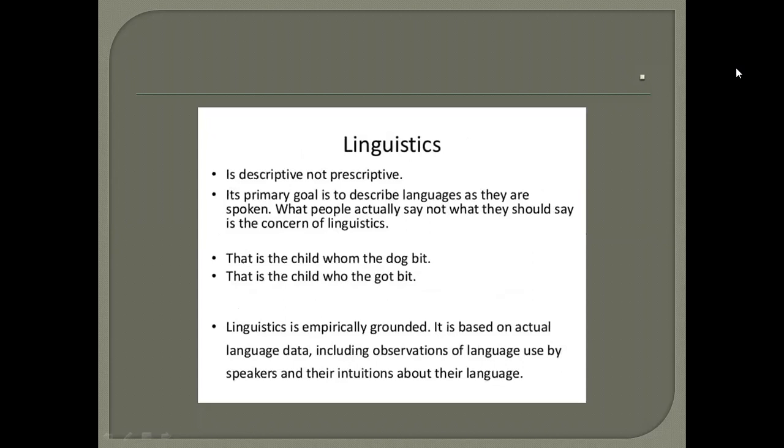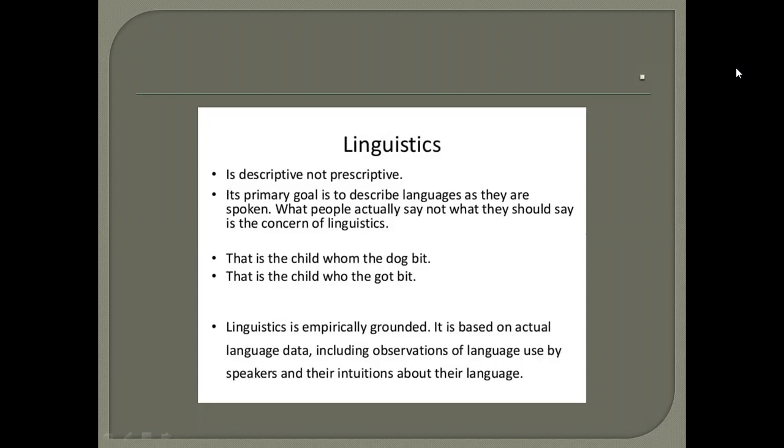Linguistics is descriptive, not prescriptive. Especially, linguistics focuses on the scientific study of language, so it focuses on the descriptive aspect. Its primary goal is to describe language as it is spoken. What people actually say, not what they should say, is the concern of linguistics. That is the matter to be considered here.